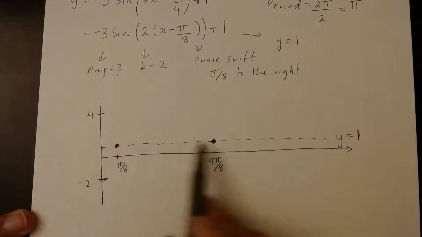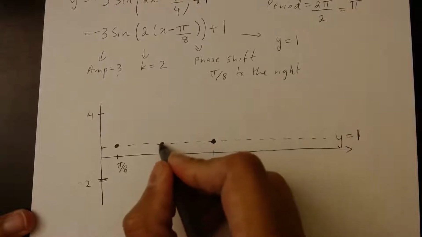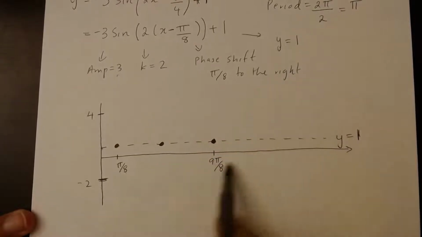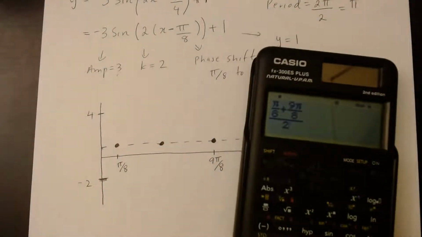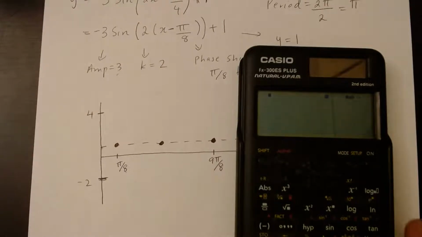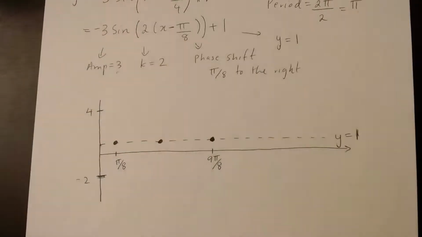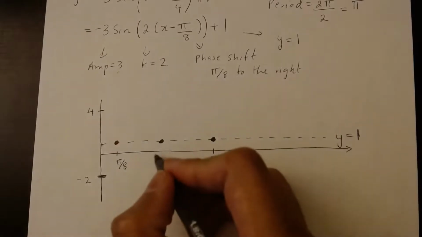The next thing I want to do for a sine wave is find my midpoint here. Again, that's on the axis. So if I find the midpoint of these two, you can either do it mentally or in the calculator, but I will do it in the calculator to be more exact. You just have to add pi over 8 plus 9 pi over 8 and then divide it by 2 to find your midpoint. Like I said, I'll do it in my calculator. And I get 5 pi over 8.